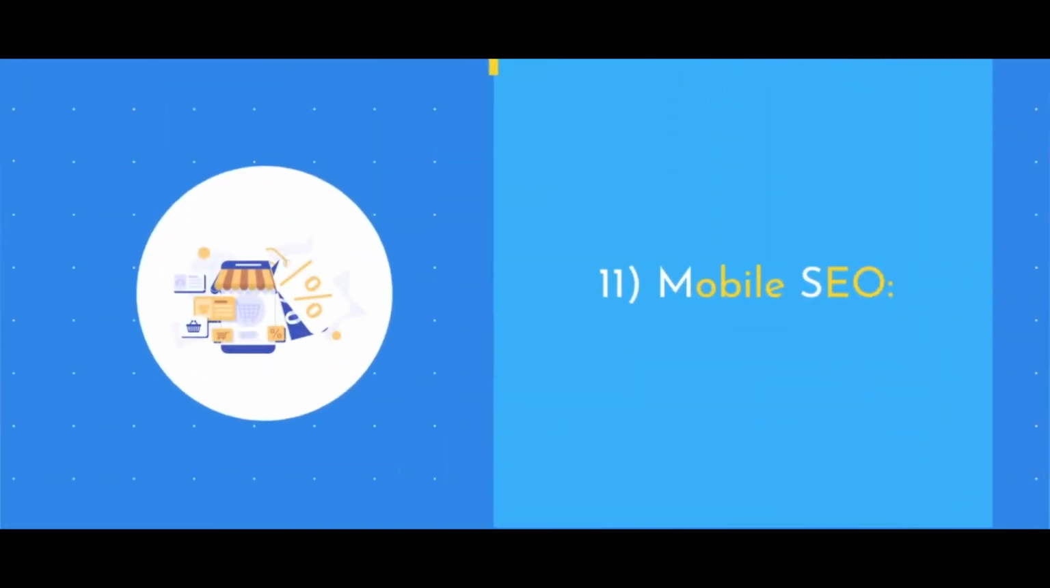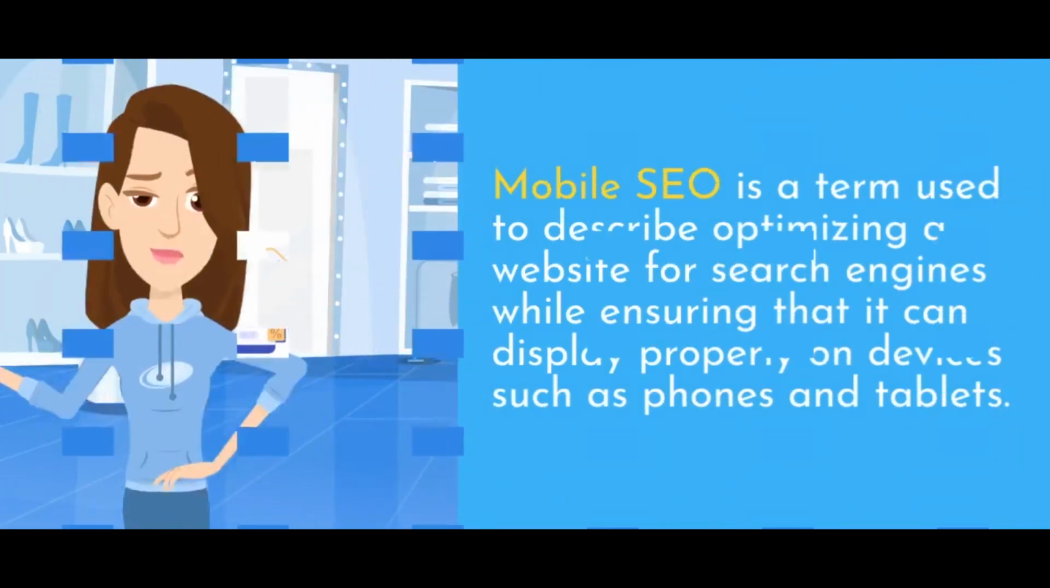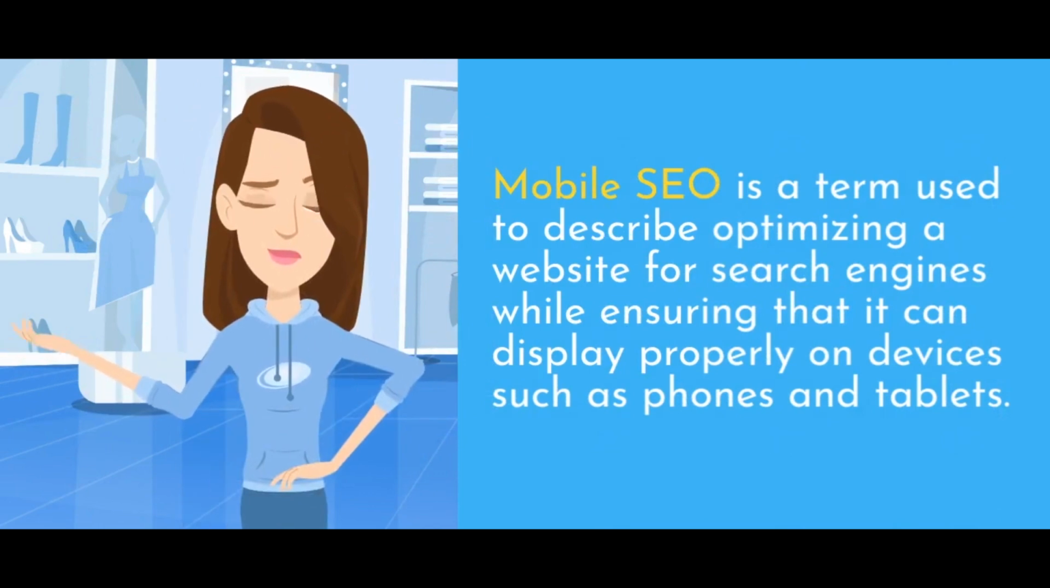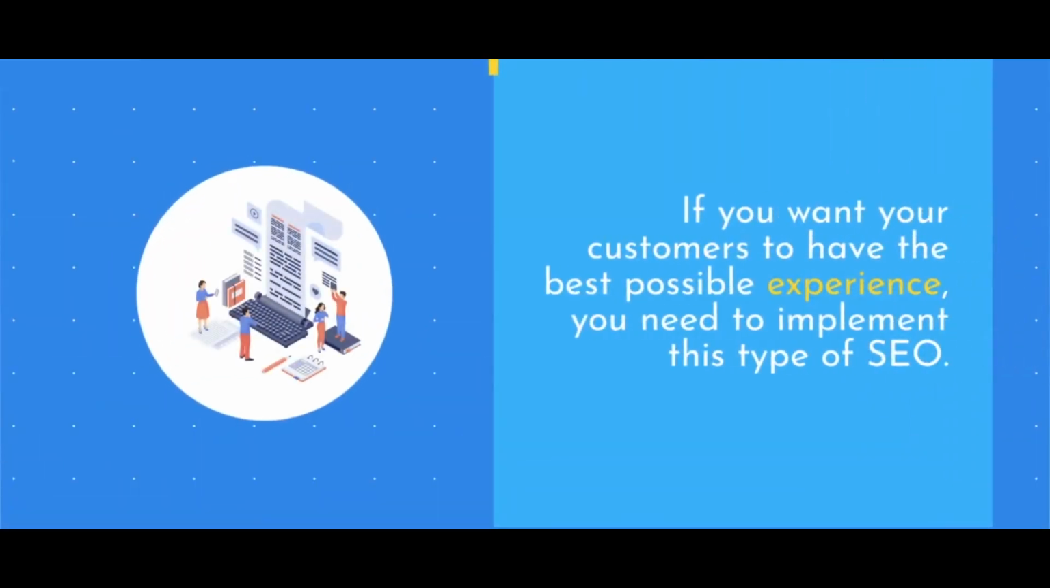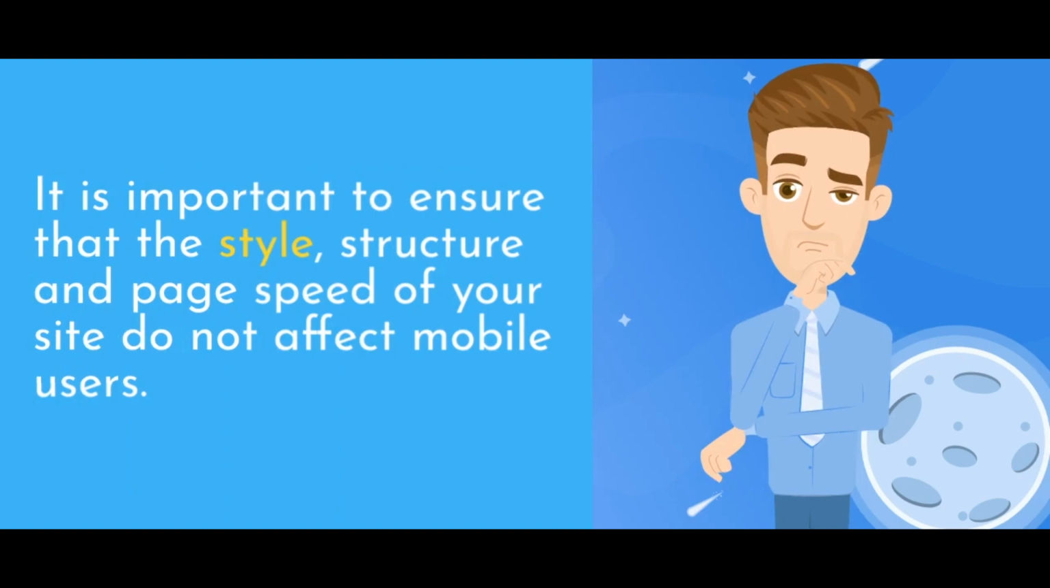12. Mobile SEO. Mobile SEO is a term used to describe optimizing a website for search engines while ensuring that it can display properly on devices such as phones and tablets. If customers have a bad experience with a brand on mobile, they may never return. If you want your customers to have the best possible experience, you need to implement this type of SEO. It is important to ensure that the style, structure and page speed of your site do not affect mobile users.